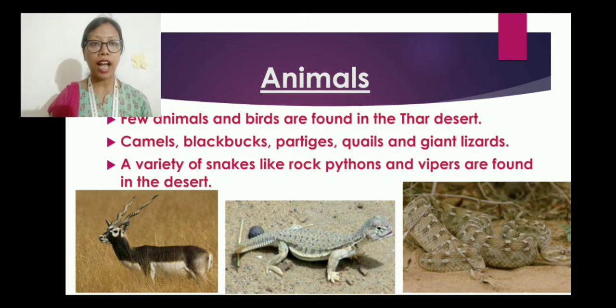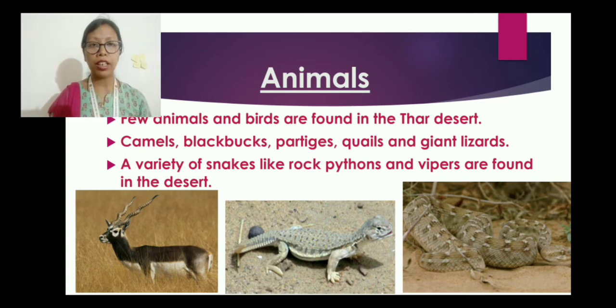Now let us come to the animals. Few animals and birds are found in the Thar Desert: camels, blackbucks, partridges, quails, and giant lizards. A variety of snakes like rock pythons and vipers are found in the desert. As we already know, due to the hot climatic conditions, very few animals and birds can be found in the Thar Desert.